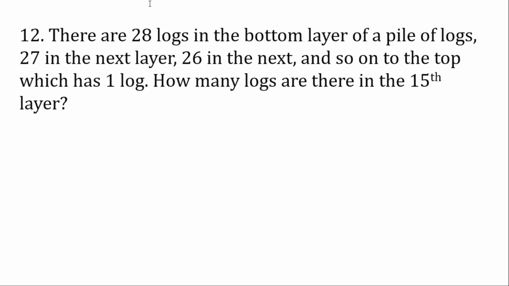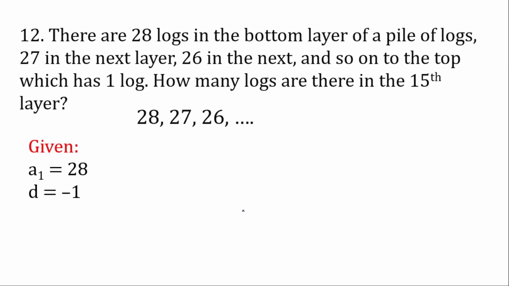Now let's go to our final problem. There are 28 logs in the bottom layer of a pile, 27 logs in the next layer, 26 in the next, and so on to the top, which is one log. How many logs are there in the 15th layer? So this is a sequence like this. If we write the sequence, we'll write 28 at the bottom, 27, 26. Now we can say that the common difference of this is negative 1. So we have 28 as our first term and common difference negative 1.